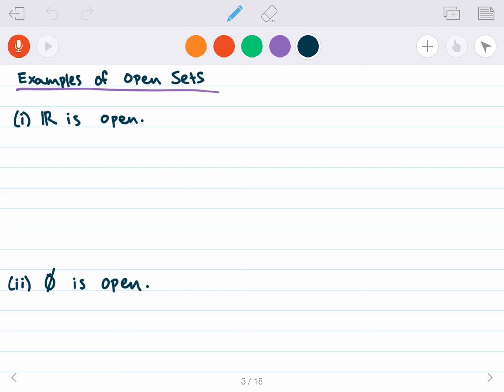So the real line itself is open. And so we're just going to use our definition to prove this. The idea here is we can choose an x. So choose x in R.